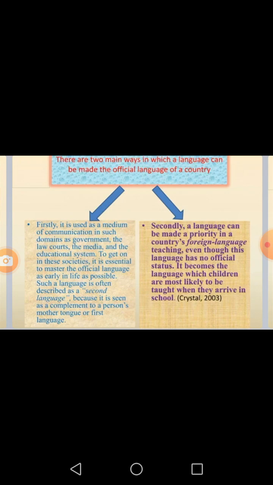This was the first of the two ways in which a language can be made the official language of a country. Now the second reason: a language can be made a priority in a country's foreign language teaching. Even though this language has no official status, it becomes the language which children are most likely to be taught when they arrive in schools.